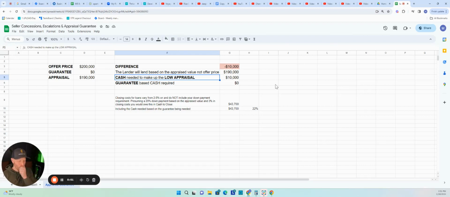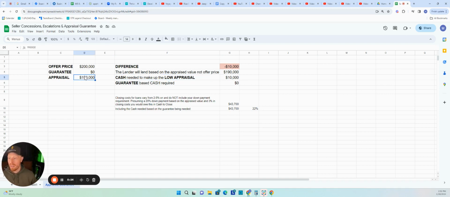So you guys might not be real estate agents or brokers, but as buyers and investors, we still need to understand a few things when it comes to seller concessions, escalations, and appraisal guarantees. These are probably the hardest concepts to understand in the real estate negotiation world. So I'm going to give you a couple of examples and get through it with you.